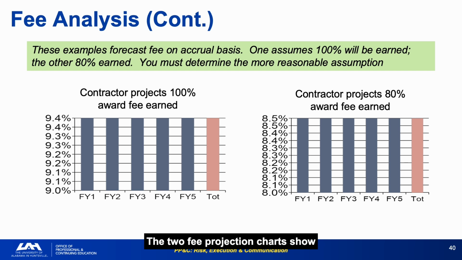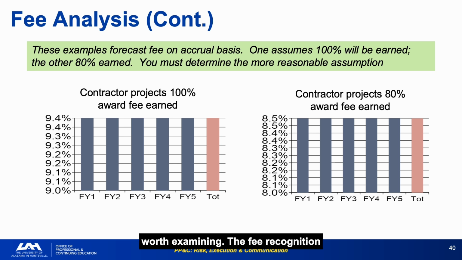The two fee projection charts show the difference between a contractor assuming 100% award fee realization and one assuming 80%, and the analyst's judgment determines which assumption is more reasonable. A contractor that always projects 100% fee realization regardless of performance history is either genuinely confident in their execution or is being optimistic in a way that affects EAC credibility.